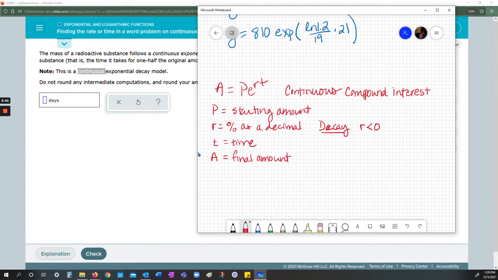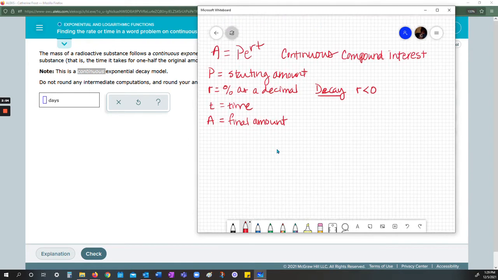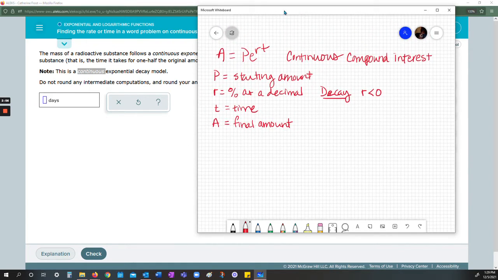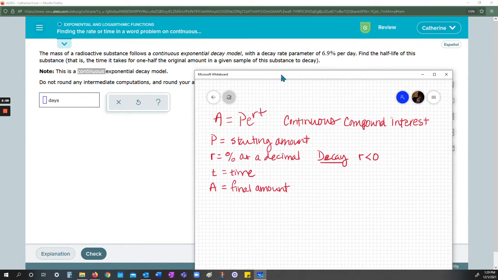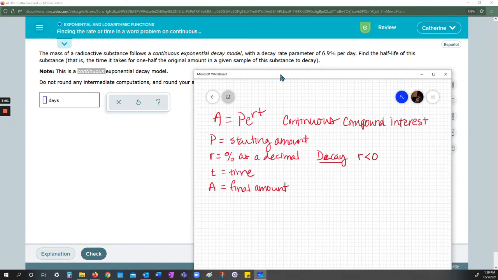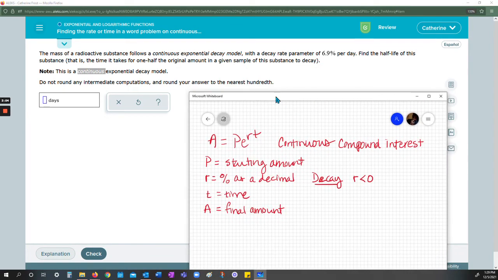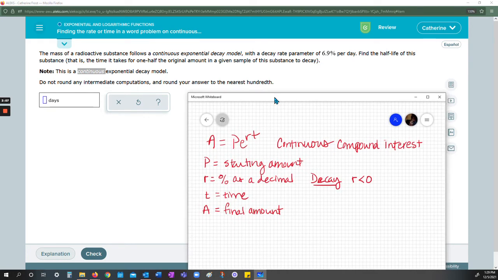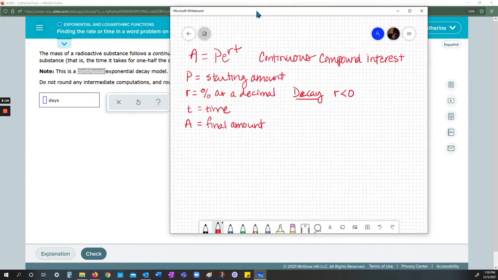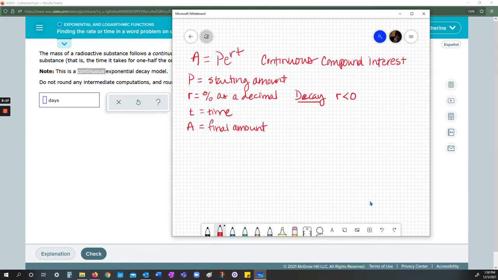Okay, let's see what all they gave us, so what we can actually put in. We don't know the amount that we start with, right? It just says the mass has a continuous exponential decay, and the decay rate is 6.9%. And then find the half-life. So we know that our r is going to be negative 6.9%, or negative 0.069. So always divide by 100.